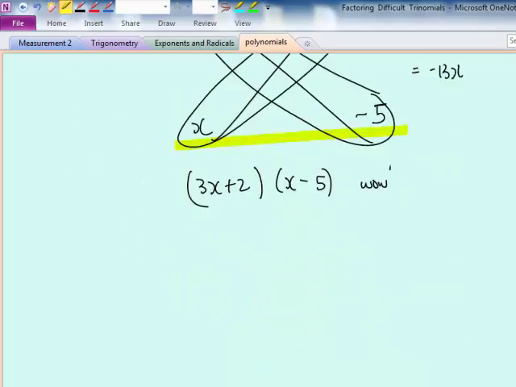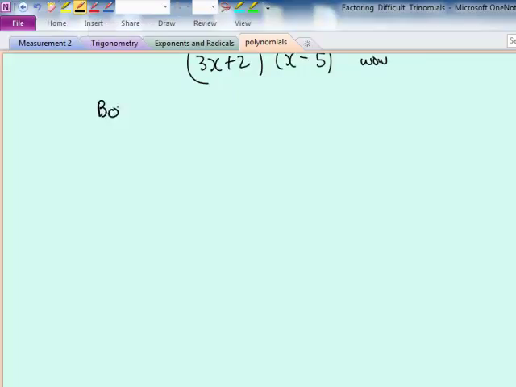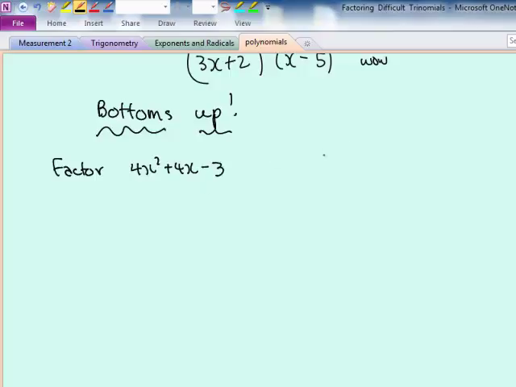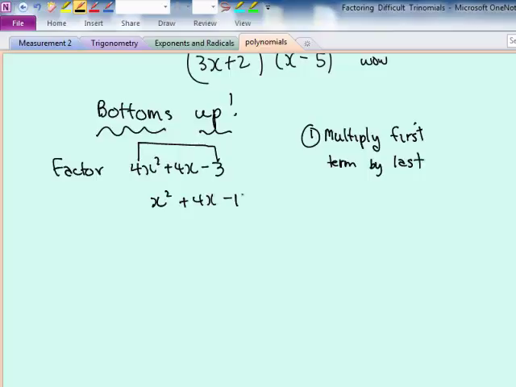Okay, there's one more method, and it's being called bottoms up. Now this doesn't involve quite so much guessing, but it's easy to make a mistake if you're not careful. Let's factor 4x squared plus 4x minus 3. So your very first step is number 1, multiply first term by last. Okay, zip, zip, x squared plus 4x minus 12.